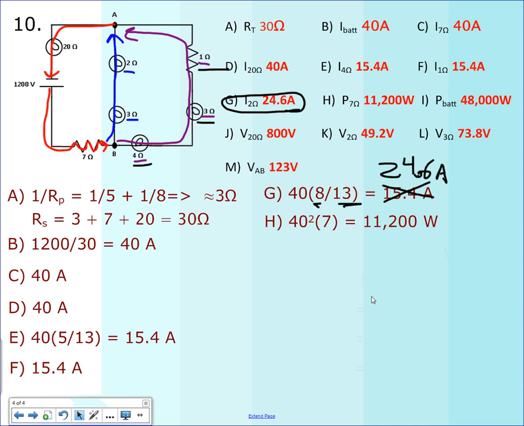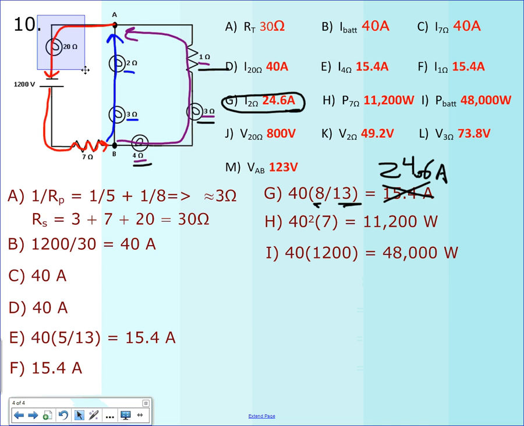For part I, the power of the battery, I always think it's easier for the battery to do I times V. The I that comes out of the battery is 40. The V of the battery is 1,200. So 40 times 1,200.